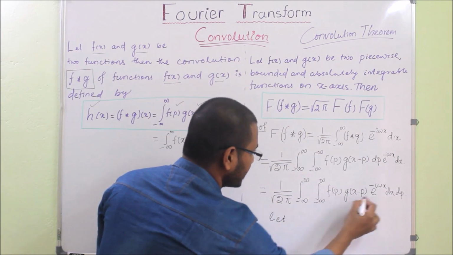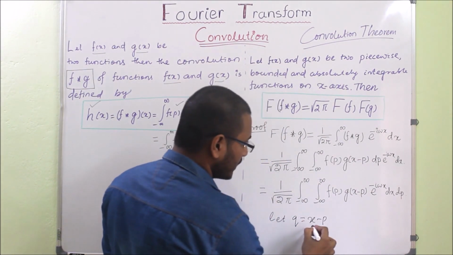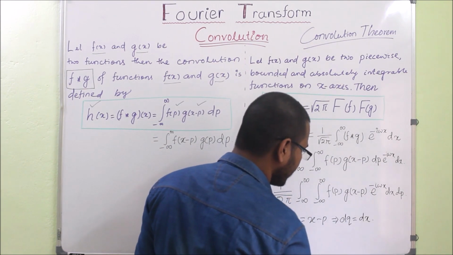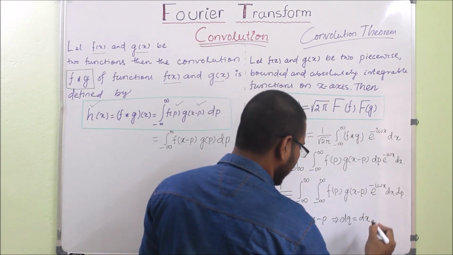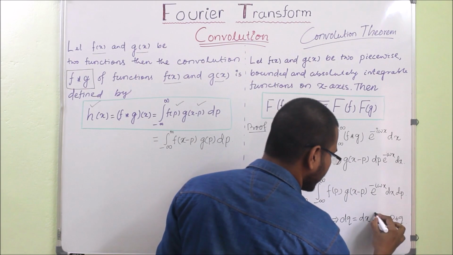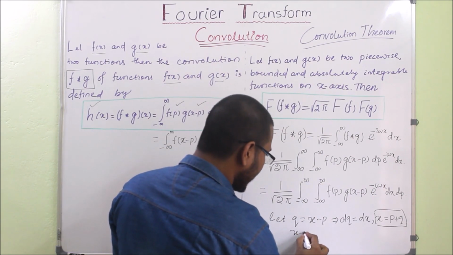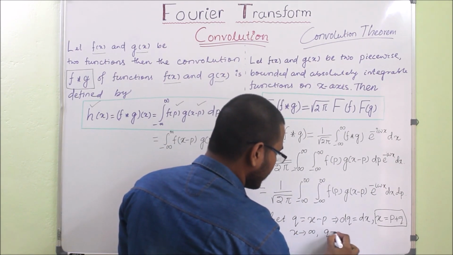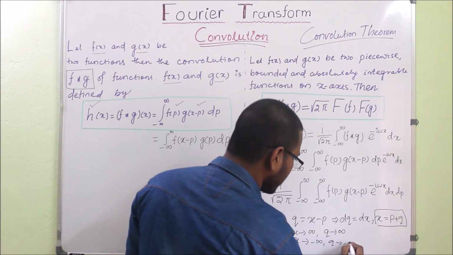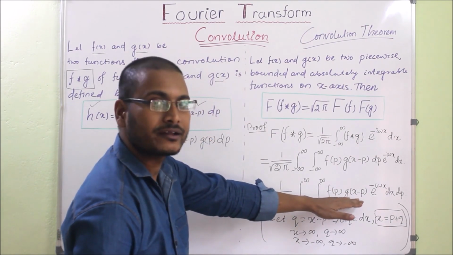So let q equal x minus p. If q equals x minus p, that means dq equals dx. Fine, and x can also be replaced as p plus q. Clear? Now we have to see that when x tends to infinity, what will q be? Definitely q tends to infinity. When x tends to minus infinity, q tends to minus infinity.